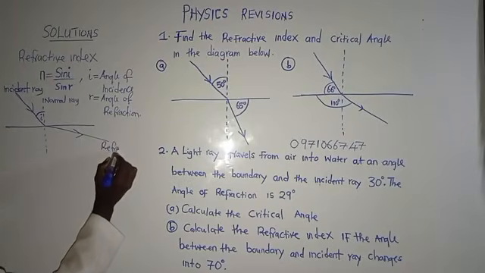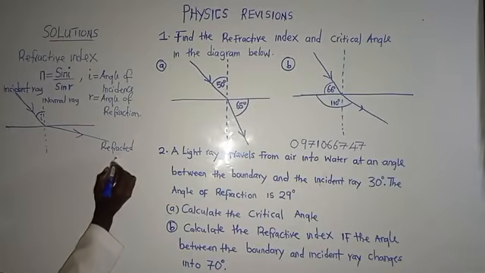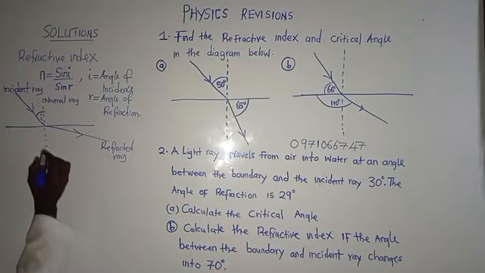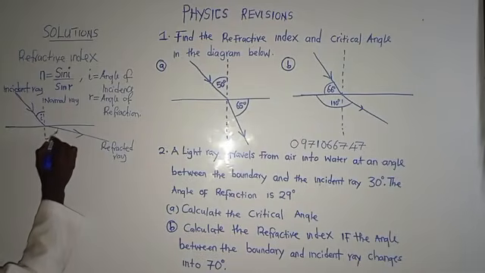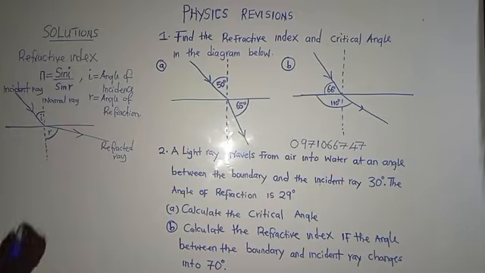So this is the refracted ray, and the normal ray. We know that this is the normal ray. So where do we find it? Just here. This is where we find it. This is where we get to find the angle of refraction. So this is what you need to get. This is what you need to understand.